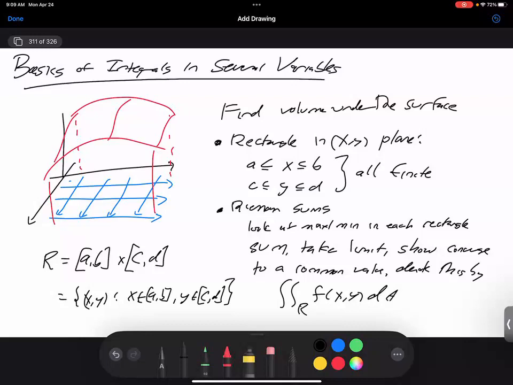V, very good, right? What word should I have used? A, it's an antiderivative at B minus that same antiderivative at A. We do the same thing in several variables. Rather than chopping up the x-axis, we chop up the rectangle. And then for each little smaller rectangle, we find where the function is largest, where the function is smallest, and we show that this converges.